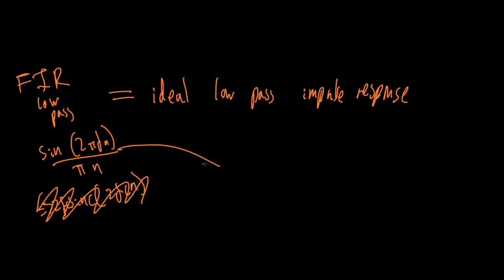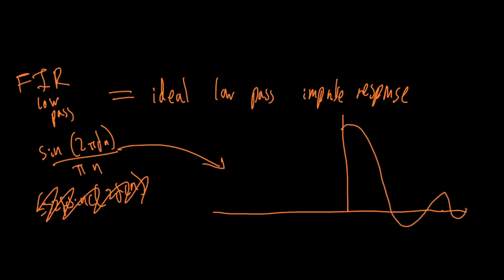Well, this wave, if you draw that in a graph, looks like this. And that is in essence what a sinc wave looks like. Now this goes on forever, from minus infinity to infinity. This is what the ideal low pass impulse response looks like, and it goes on forever. It keeps getting closer to zero, but it goes on forever.